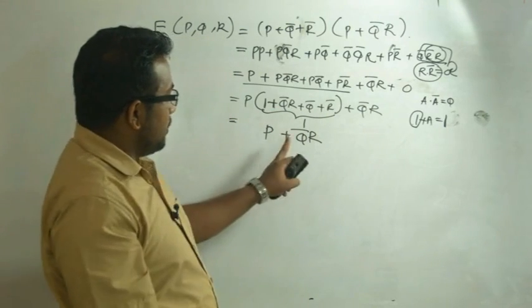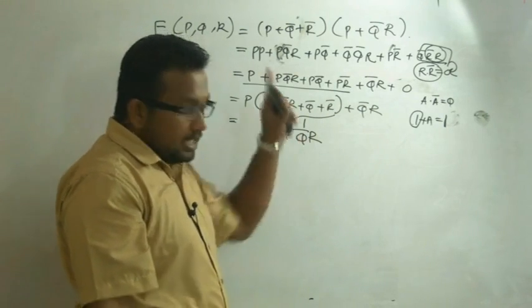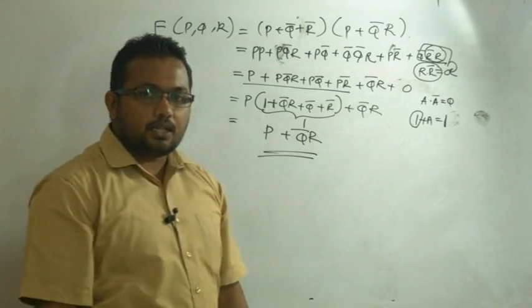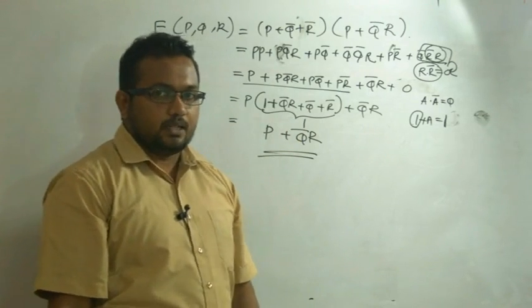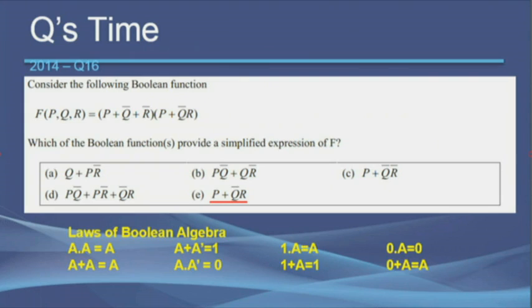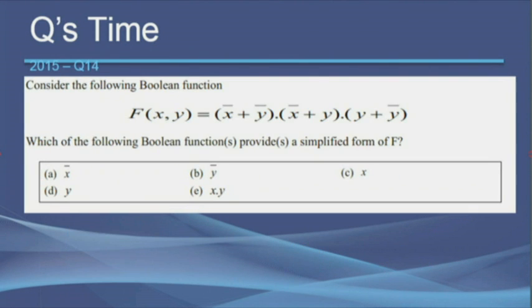So here you can see this particular answer in the question paper. Let's see what the option is, that is option E which consists of this answer. Let's go to another question. This is 2015 question number 14.